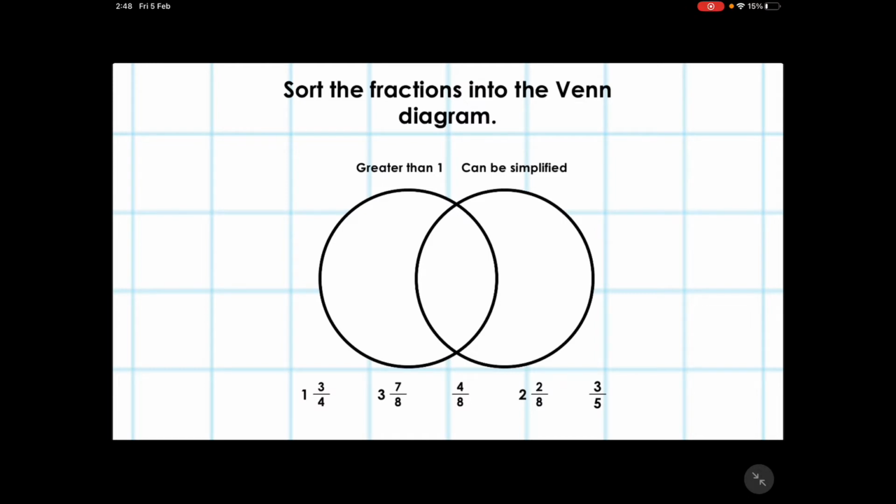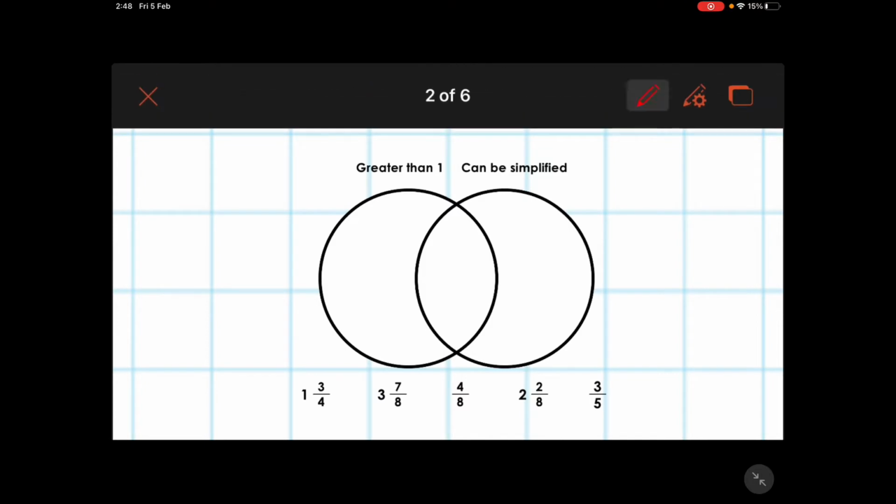and 3/5. So let's have a look at the first fraction to begin with. 1 3/4. Now I know the 1 tells me it's greater than 1. There is more than 1 whole. And 3/4, the fractional part of the fraction, I know that is in its simplest form. So 1 3/4 should go in the greater than 1 category. 3 wholes and 7/8. Now again, it's larger than 1 and 7/8 is written in its lowest form.